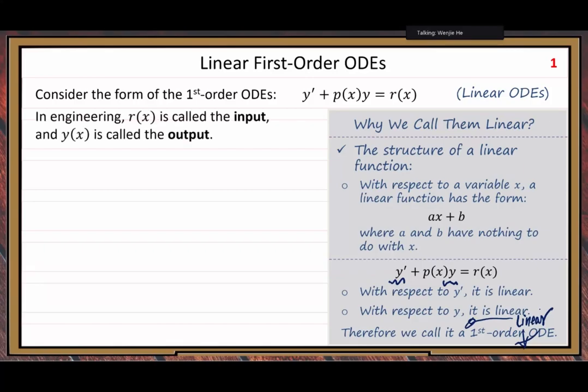In engineering, little r function is called the input. Y function is called the output. You're working on a system. Little r function is treated as the input. P function is a part of the system. So the output function is the y function.